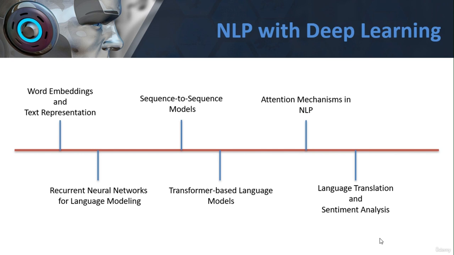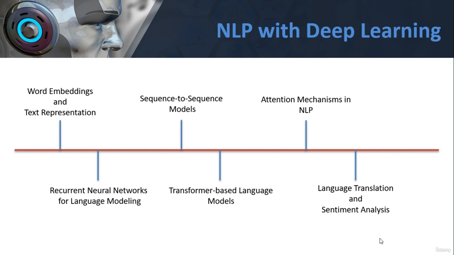Third one, we have sequence-to-sequence models, which are widely used for tasks such as machine translation, text summarization, and chatbots. This section delves into the architecture and training of encoder-decoder models, attention mechanisms, and beam search algorithms. We discuss popular models like Google Neural Machine Translation, GNMT, and the Transformer.